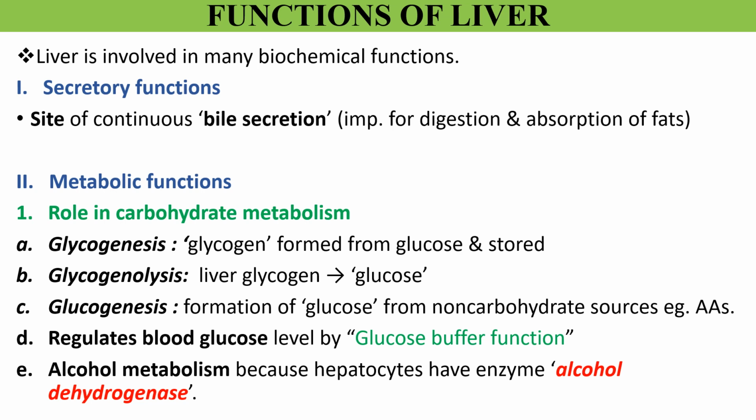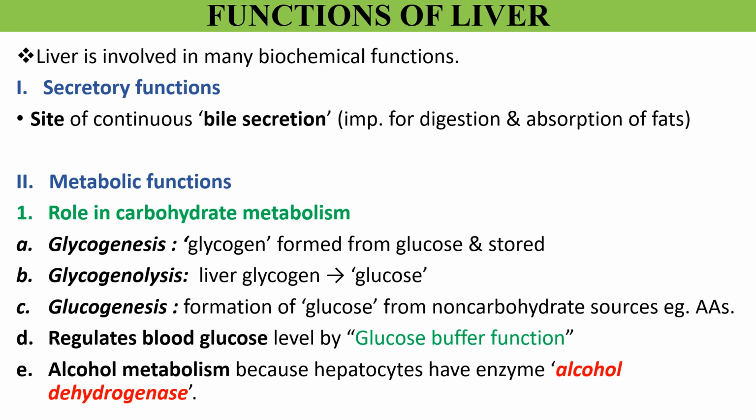Bile is very important for digestion and absorption of fats. The second set of functions of the liver is metabolic functions. The liver is the key organ and main site where the metabolism of all kinds of carbohydrates, lipids and proteins takes place. Thus, let us see each metabolic function of the liver one by one. Firstly, the role of the liver in carbohydrate metabolism.